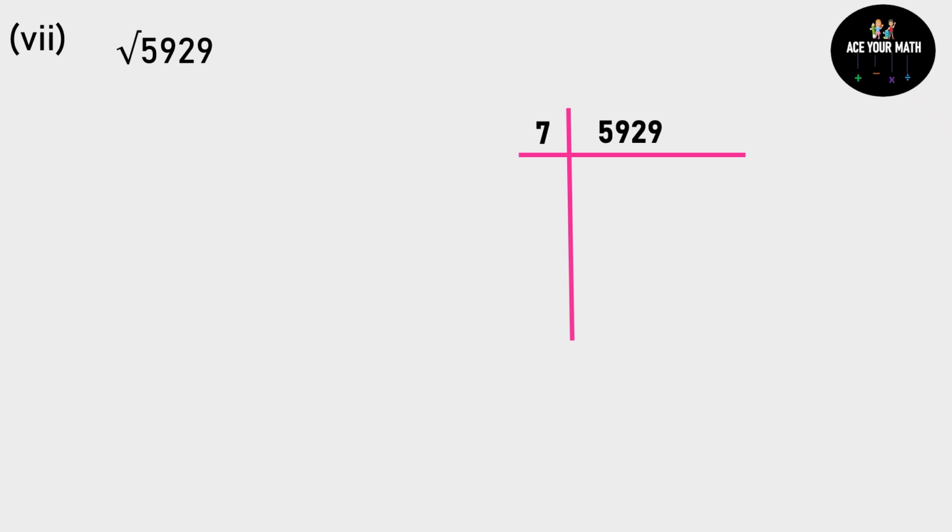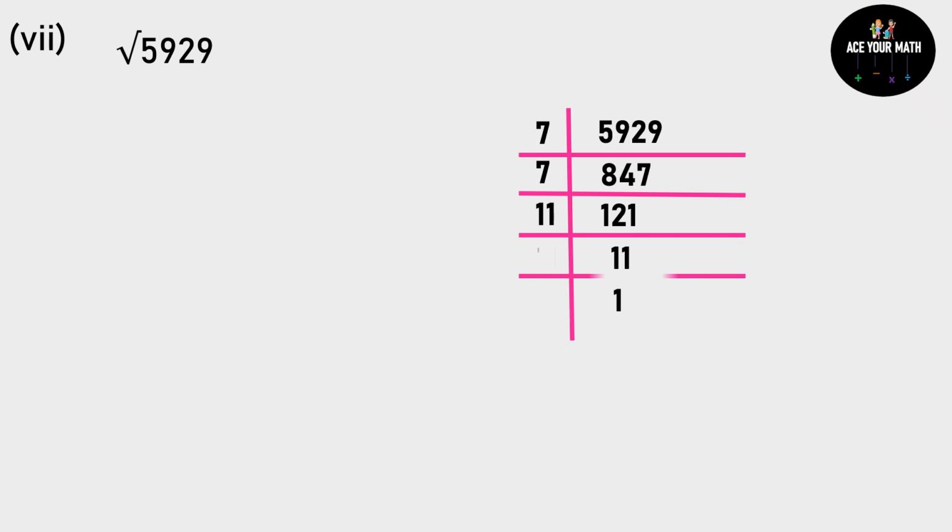So when you divide 5929 by 7, what do you get? You get 847. And next time again you try it by 7 because you need to form pairs, right? And when you divide 847 by 7, what do you get? You get 121. And as I told you in the previous one also, 121 is divisible by 11, right? And when you divide it by 11, you get 11 at the end. Again divide it by 11 and you get 1 at the end.